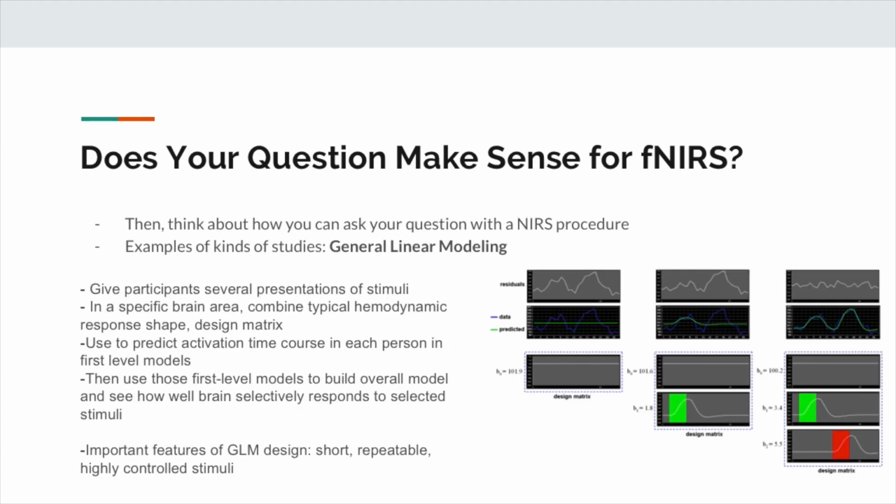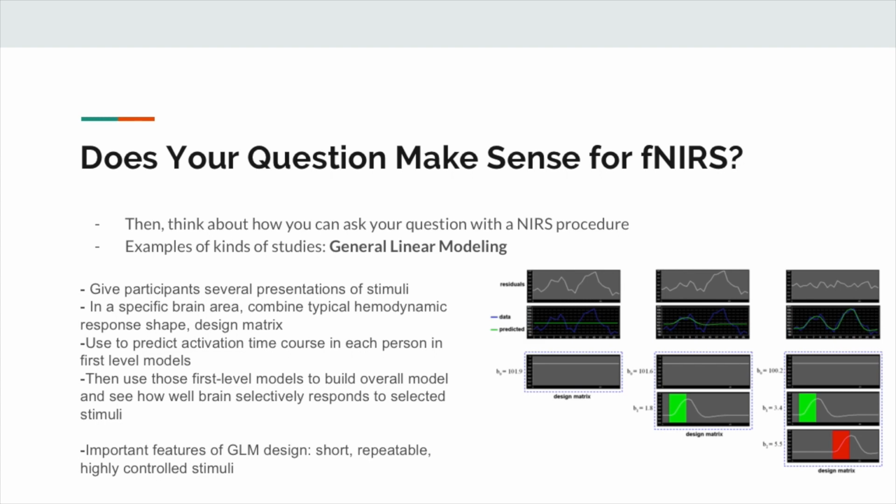Okay, and now you want to think about the kind of question that you're going to be asking with your NIRS procedure. And that's essentially, what's the structure of the study that you're running? A lot of common setups for MRI work and for early fNIRS work just use the well-known general linear modeling approach.